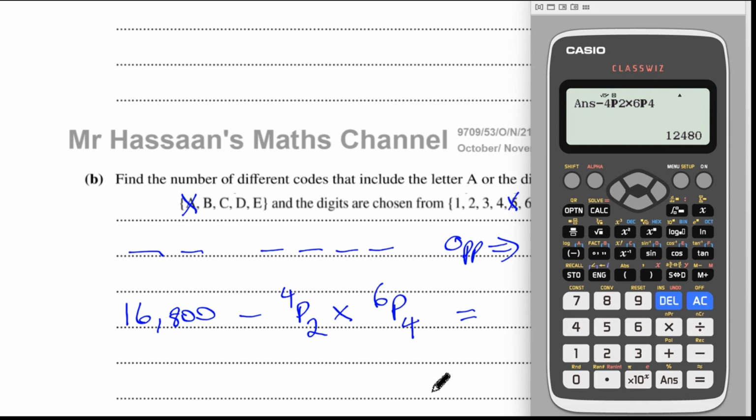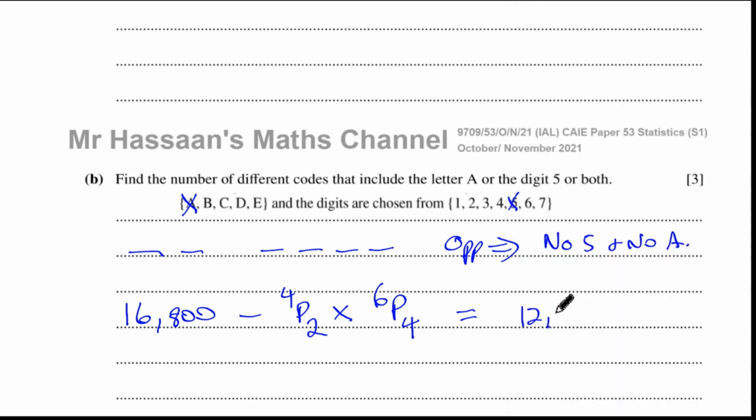And that gives us 12,480. So that's the number of codes that include the letter A or the digit 5 or both. Because this is like the opposite, which excludes A and excludes a 5. So this gives you all of the other things that we need to include, which are either an A or a 5 or both. That's a much easier way of doing it than listing all the different outcomes. So there's part B done.